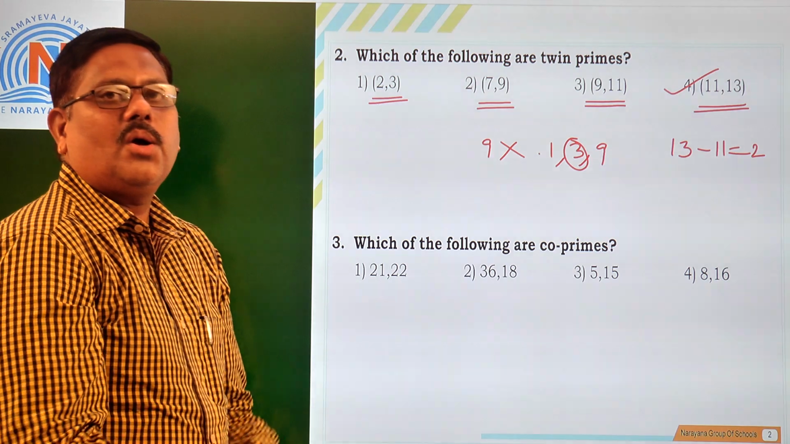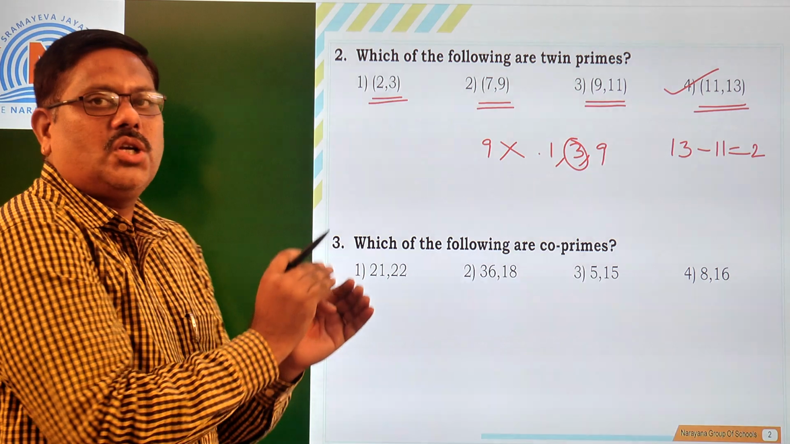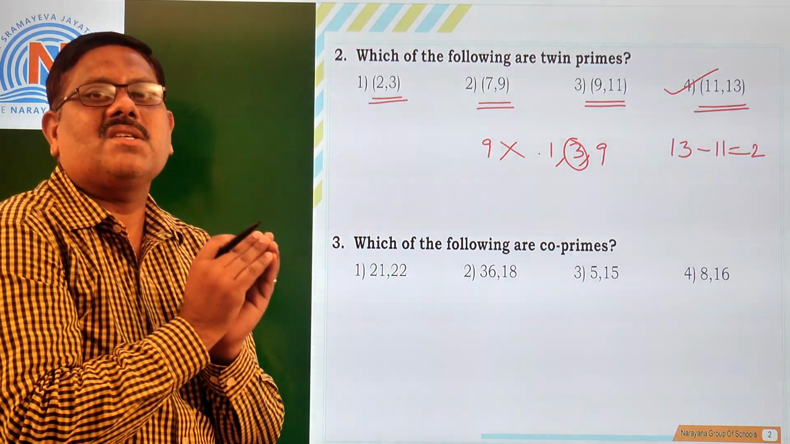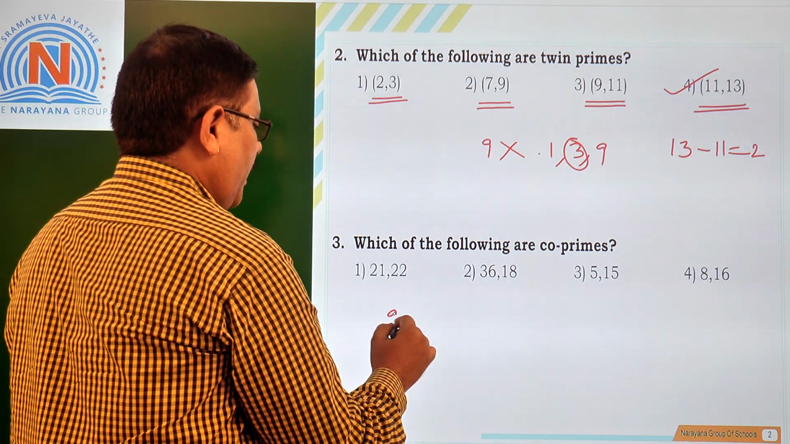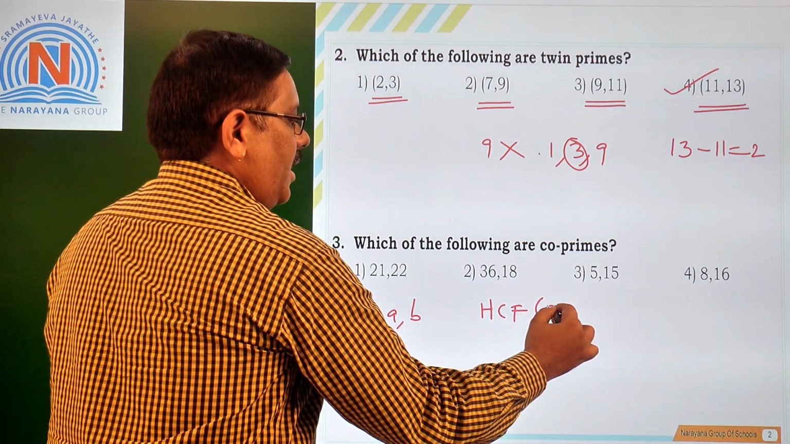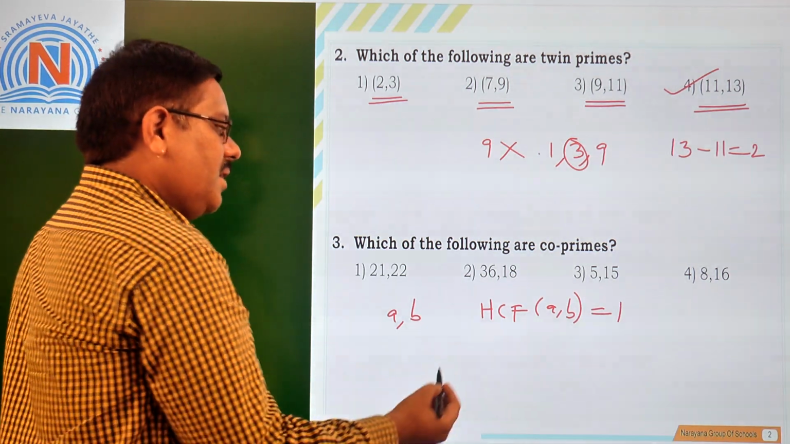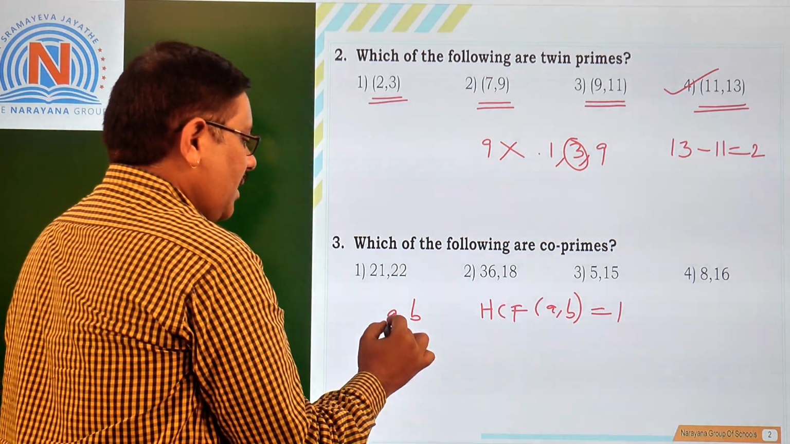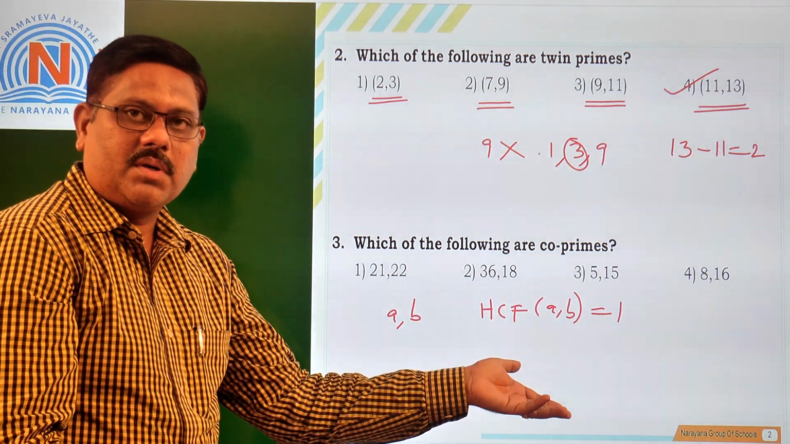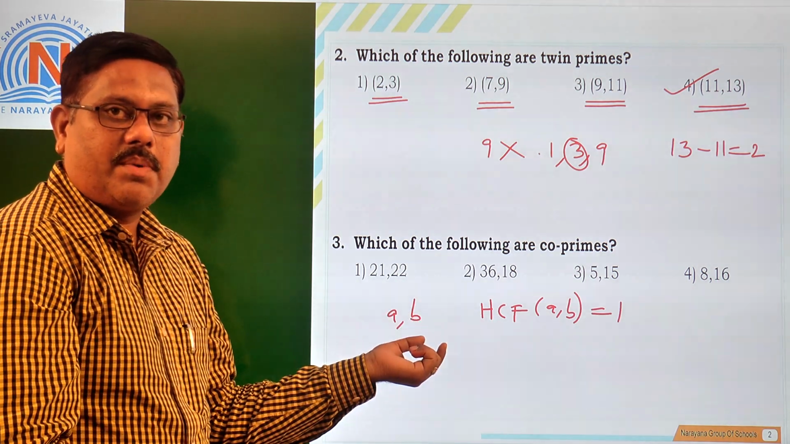Which of the following are co-primes? What are co-primes? Two natural numbers are said to be co-primes if they have their HCF as 1. A, B are said to be co-primes if HCF of A, B is equal to 1. Here there is no compulsion that A is prime and B is prime. They may or may not be prime numbers.